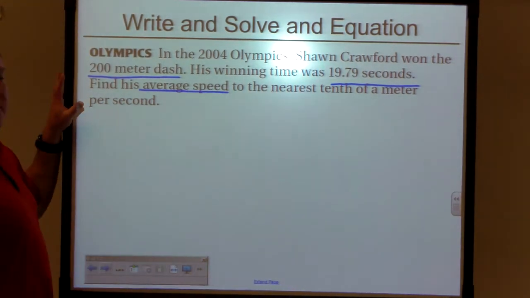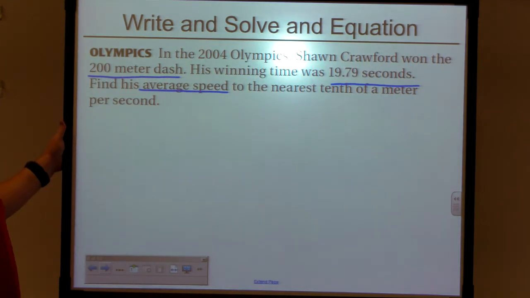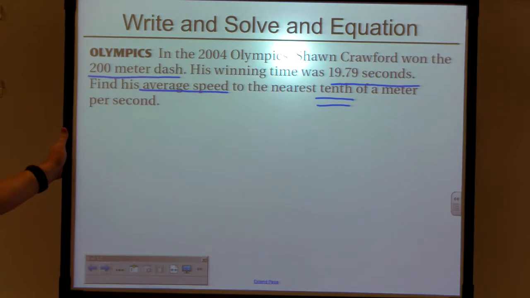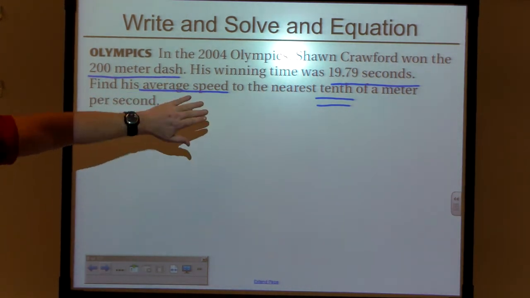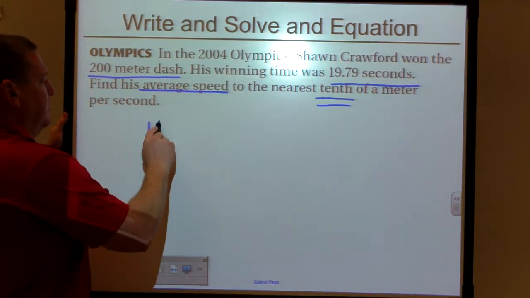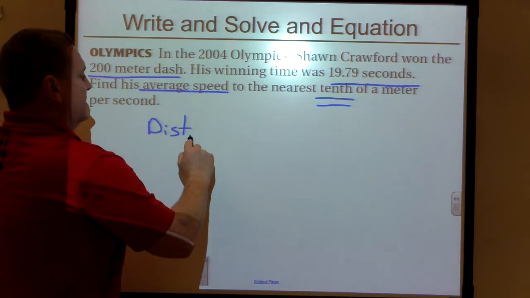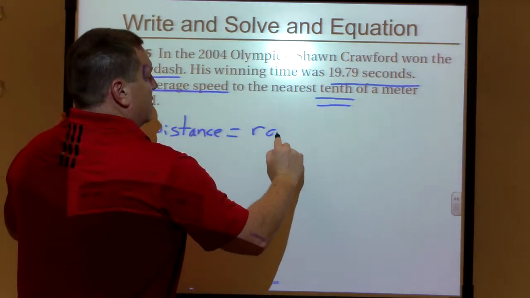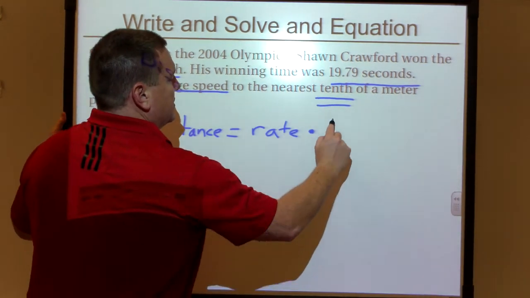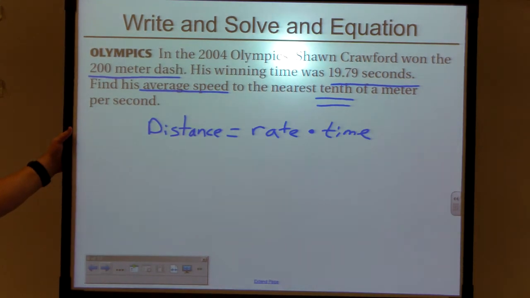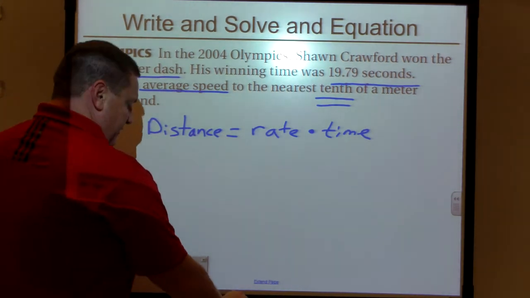So what they're asking me to find is a speed value to the nearest tenth. And this is also important: nearest tenth of a meter per second. Okay, so they're asking us to find speed given a distance and a time. So what we have to do is write out an equation. Distance traveled should equal rate times time. That's D equals RT. That's a familiar equation, so there shouldn't be much of a concern here.